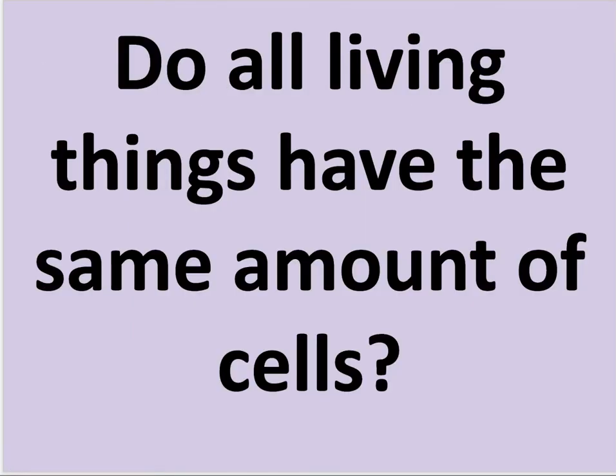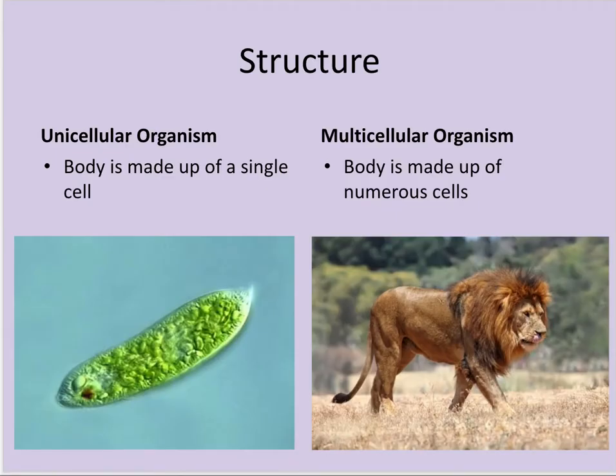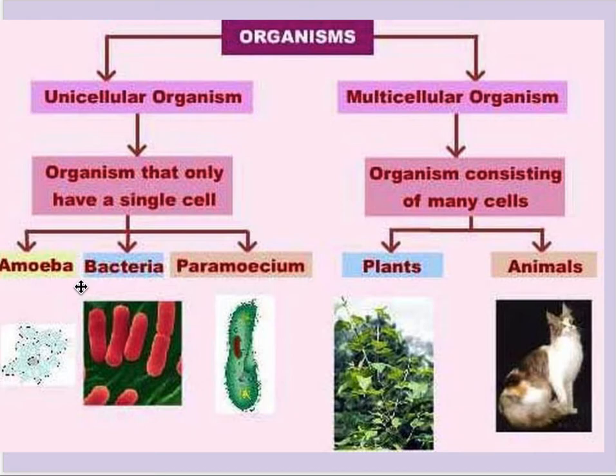Do all living things have the same amount of cells? So we kind of just talked about that when I began this PowerPoint, and that would be no. Okay, so a unicellular organism, its body is composed of only one single cell. A multicellular organism is made up of numerous, multiple cells, more than one. All right, so when you are talking about organisms, you're either having the unicellular or the multicellular.